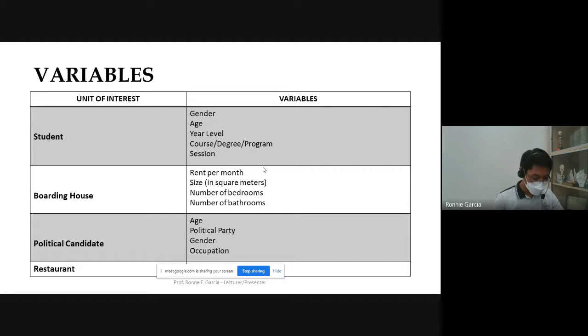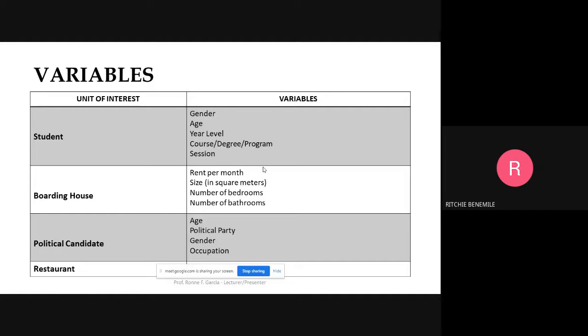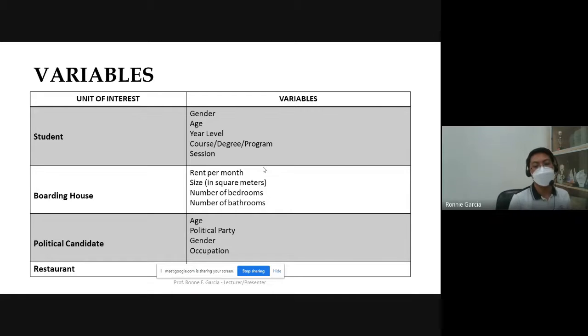Borders, sir. Louder. Borders. Borders, variables, borders. Usang kuan sa borders, number of borders. Yes, sir. Number of borders per boarding house that is accepted. Who else?